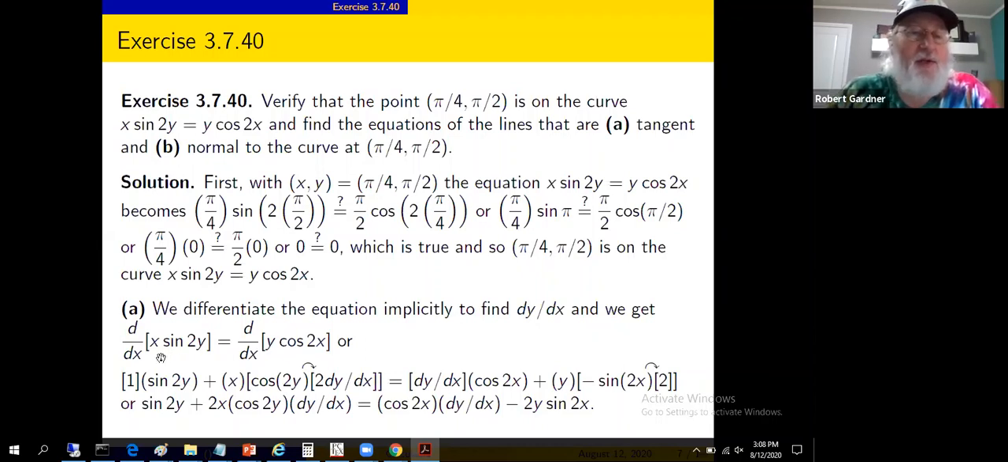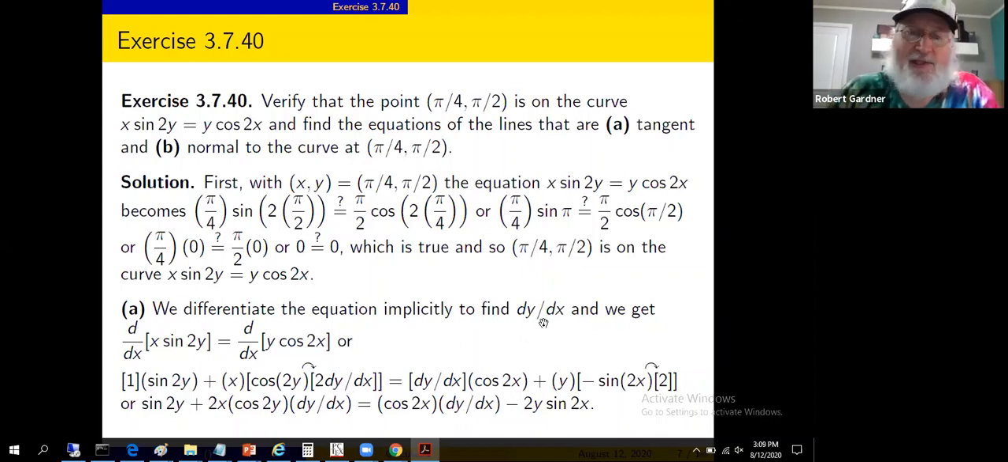So differentiate. Need a product rule here. We'll have derivative of x is 1 with respect to x times sine 2y plus, derivative of the first times the second plus the first, x, times the derivative of the second. Now we're going to differentiate sine 2y with respect to x. That's a chain rule. Derivative of sine is cosine, so we get cosine, rewrite the inner, 2y, and multiply by the derivative of the inner. What's the derivative of 2y with respect to x? It's 2 dy dx. Don't forget the dy dx.